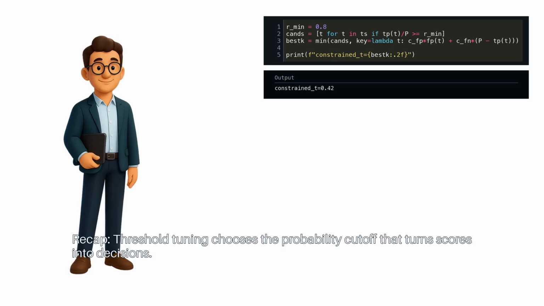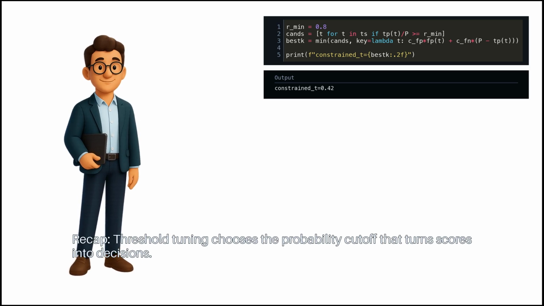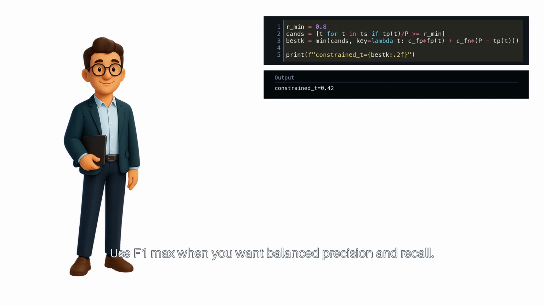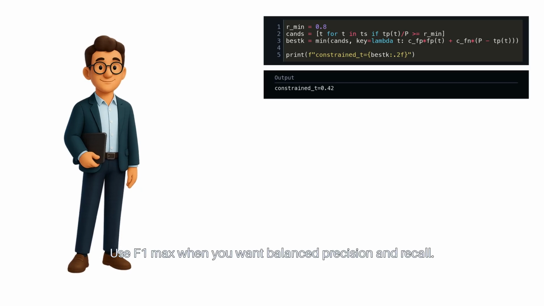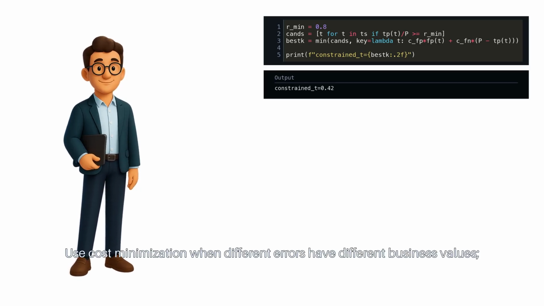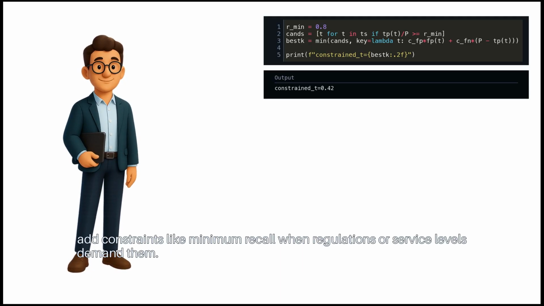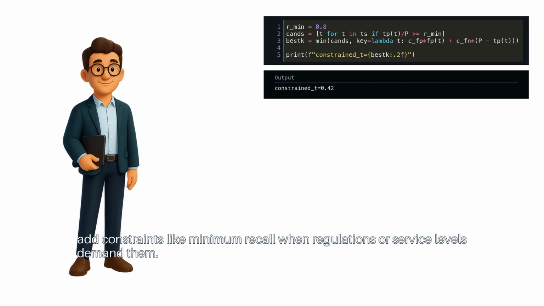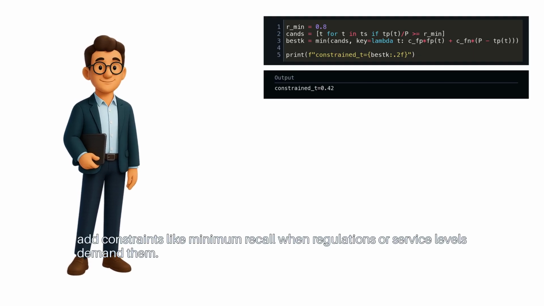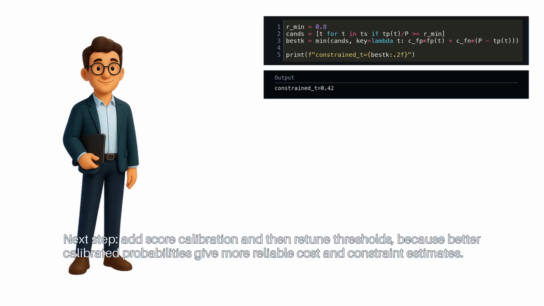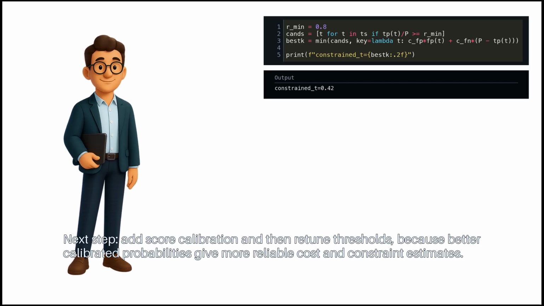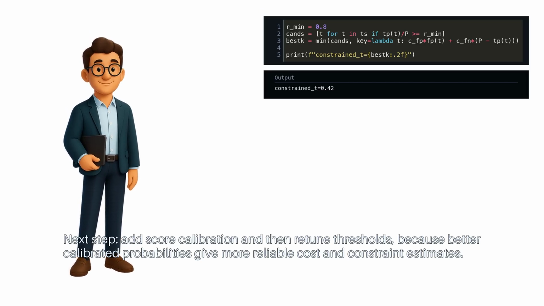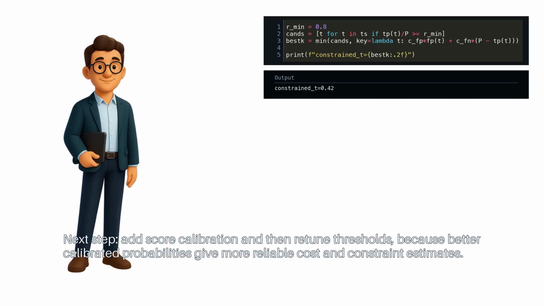Recap: threshold tuning chooses the probability cutoff that turns scores into decisions. Use F1 max when you want balanced precision and recall. Use cost minimization when different errors have different business values. Add constraints like minimum recall when regulations or service levels demand them. Next step: add score calibration and then retune thresholds, because better calibrated probabilities give more reliable cost and constraint estimates.